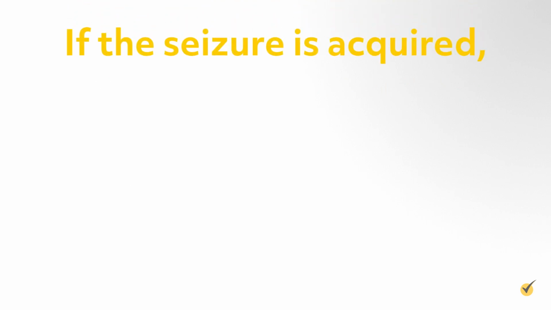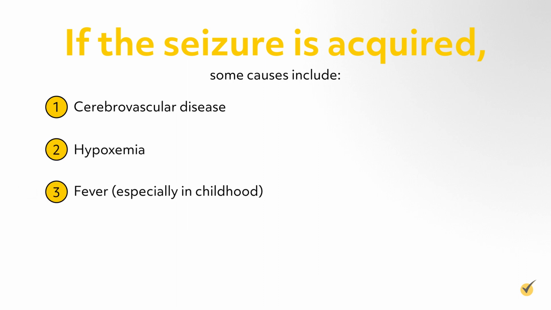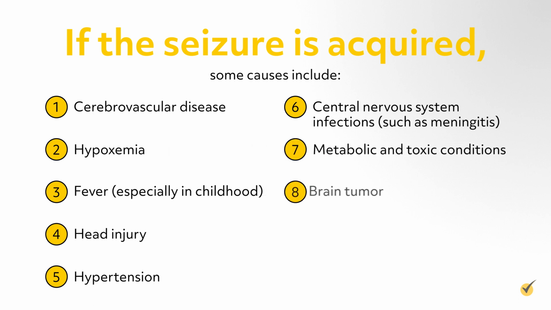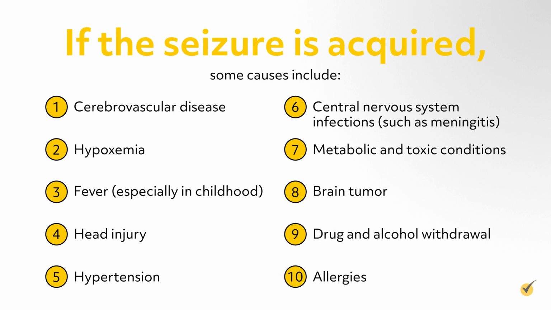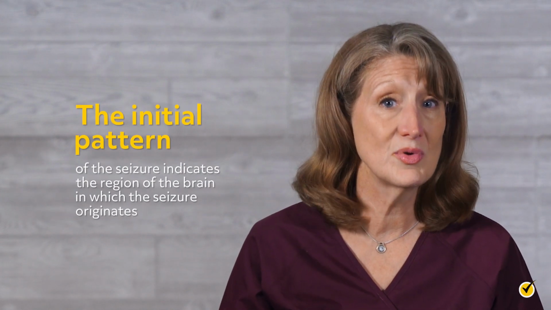If the seizure is acquired, some causes include cerebrovascular disease, hypoxemia, fever, especially in childhood, head injury, hypertension, central nervous system infections such as meningitis, metabolic and toxic conditions, brain tumor, drug and alcohol withdrawal, and allergies. The initial pattern of the seizure indicates the region of the brain in which the seizure originates.